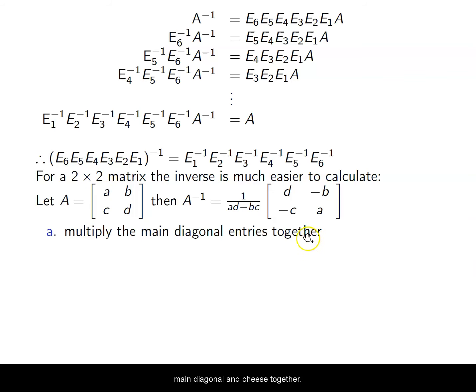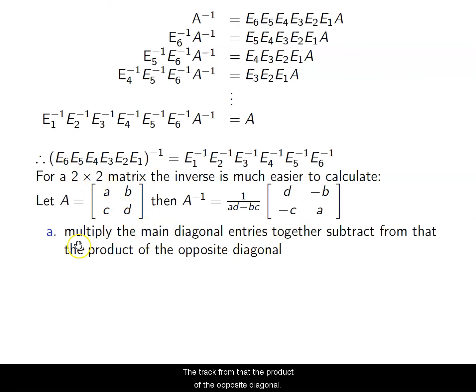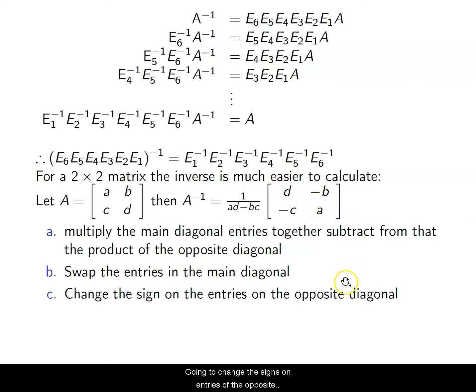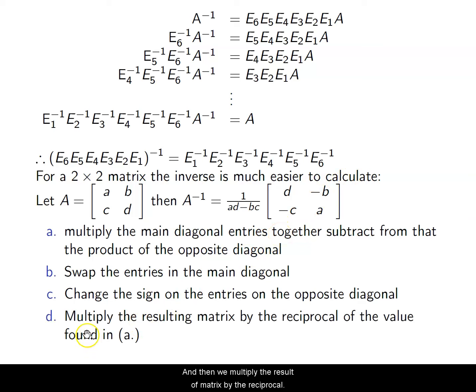So multiply the main diagonal entries together. Subtract from that the product of the opposite diagonal. Okay, and the reciprocal of that is our scalar. We're going to swap the entries of the main diagonal. We're going to change the signs on the entries of the opposite diagonal. Okay, and then we multiply the resulting matrix by the reciprocal of the value that we found here in A. It has a special name to it, but we'll talk about that later.